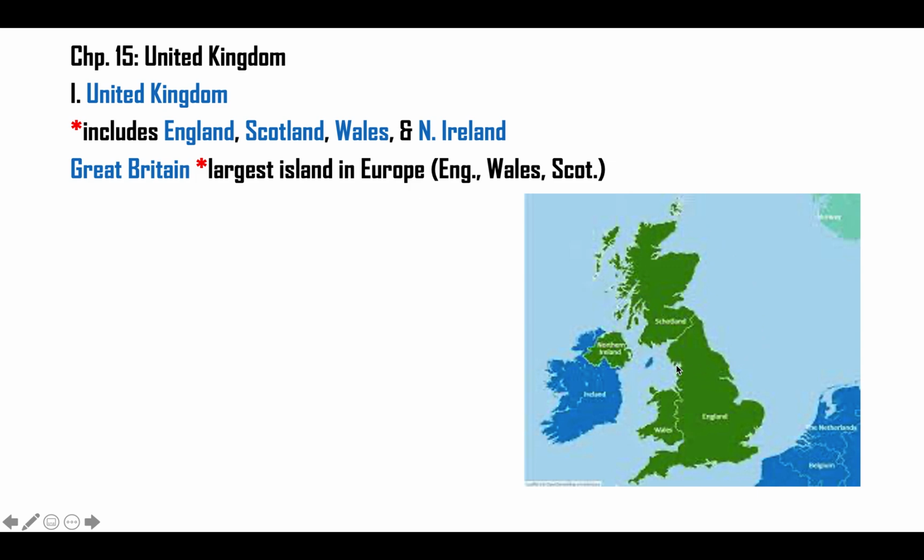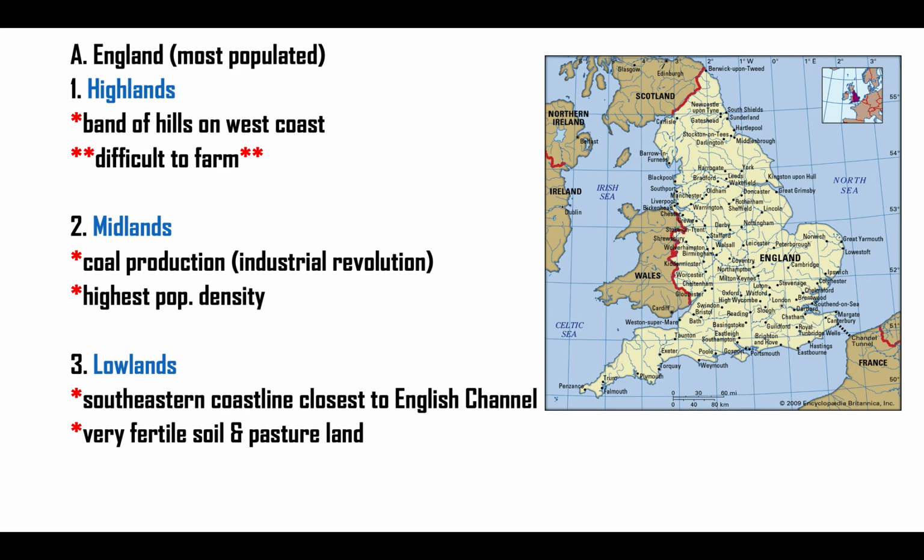It's the largest island in Europe. And again, it's home to three of the United Kingdom nations, with Northern Ireland being a part of the United Kingdom located on the island of Ireland. So focusing on England here today, England is the most populated portion of the United Kingdom, also the largest. There you see a picture of it on the map and some of the cities and rivers and such.